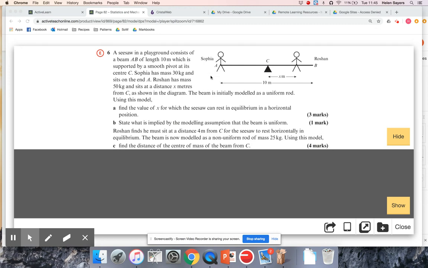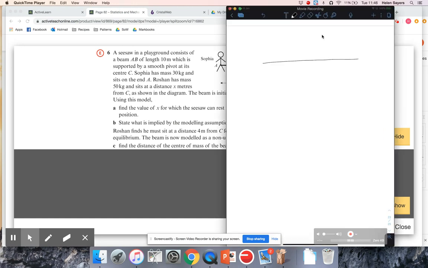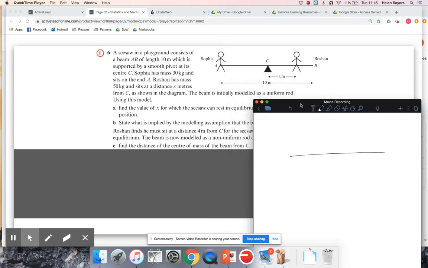So we've got a seesaw. We've got Sophia and Roshan sat on the seesaw. So let's do our own sketch of this as we're going through it. Right, so there's my seesaw. So Sophia is sitting right on the end, and she has a mass of 30 kilograms, so her weight is 30g. So that's her there at A.